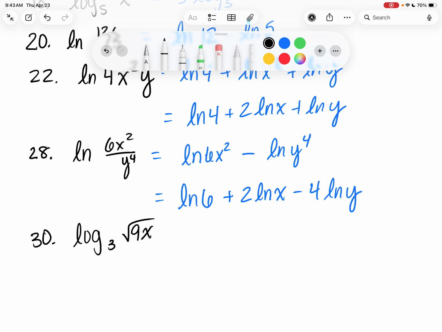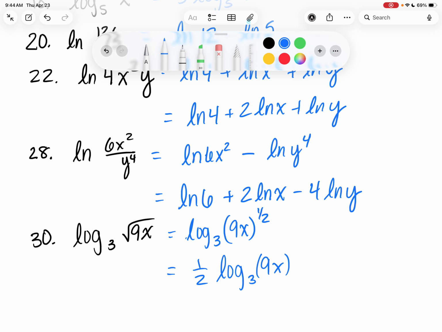a couple different ways that I could do this. You could say, well, I know that the square root of 9 is 3, and so you could end up with 3 and then the square root of x. For the sake of these problems, because all they're doing is expanding, they leave it and rewrite this as a fractional exponent. So log base 3 of 9x to the 1/2. Then they take the power and throw it out front. So we have 1/2 times log base 3 of 9x.